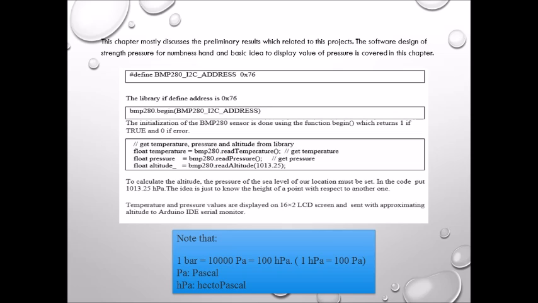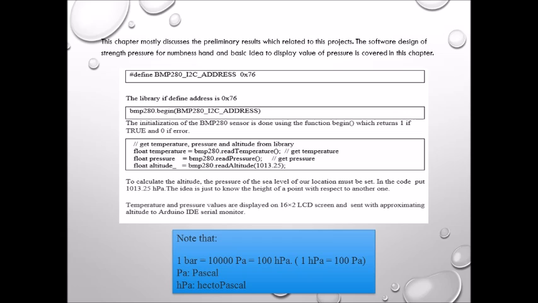For the conclusion, the first objective of this project, which is to design a coding and wiring that connects the Arduino to the BMP280 and LCD display, is almost achieved.